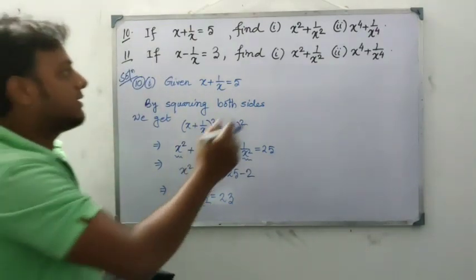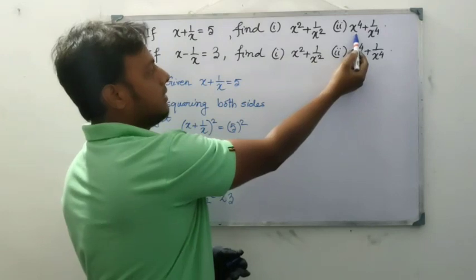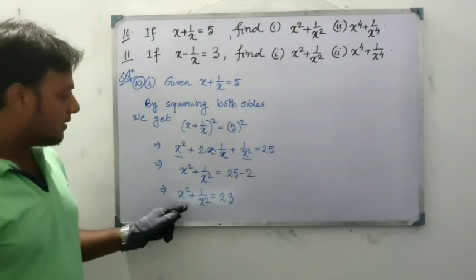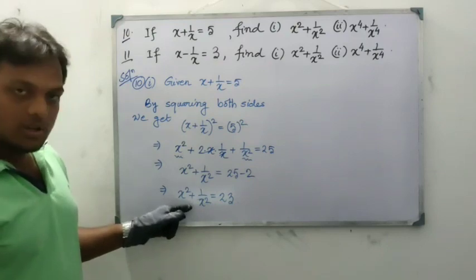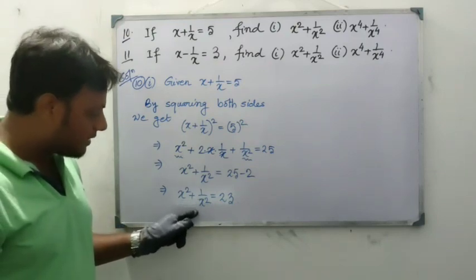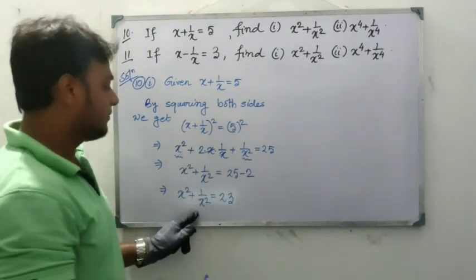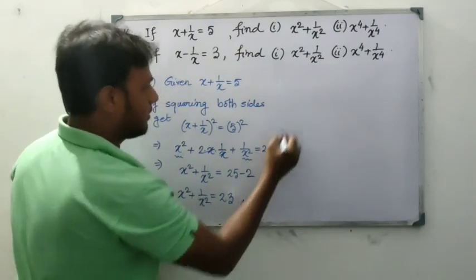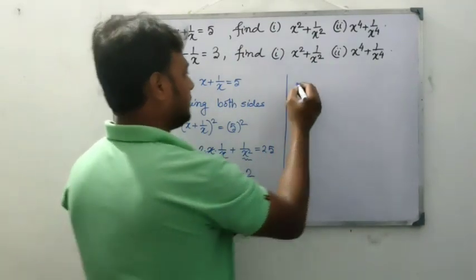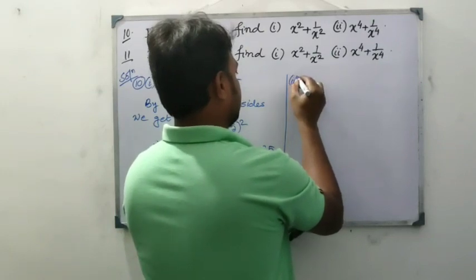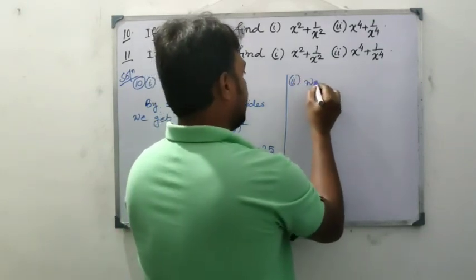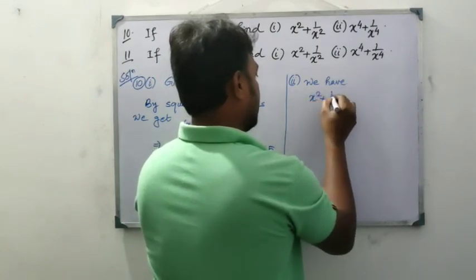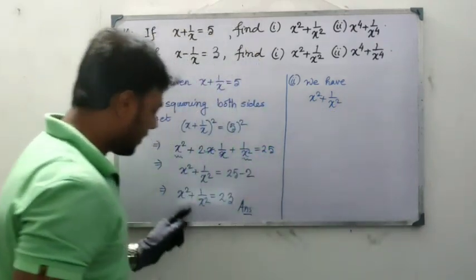Okay, to get the second one, you have to square again. If we square both sides of this result, then you will get the answer. Okay, this is the first answer. To solve the second one, we have x square plus 1 by x square, what do we have?